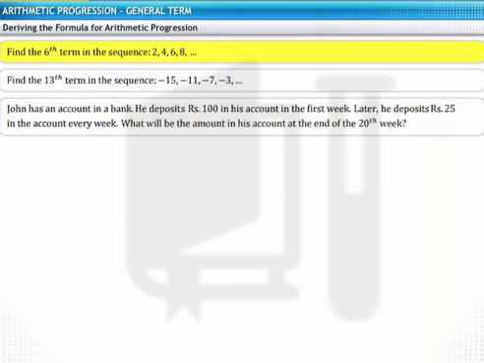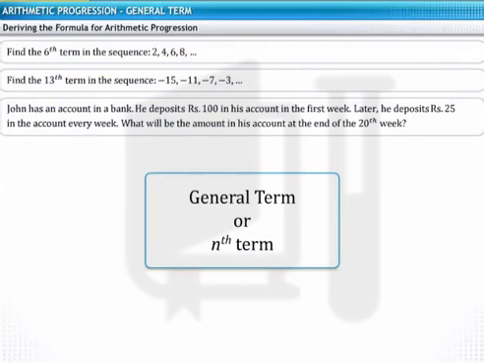It is easy to find the sixth term in the sequence in problem 1. However, problems 2 and 3 typically may take you a while to work out. To solve such problems quickly and easily, you can derive a formula to determine the general term, that is, the nth term or the last term in a sequence.